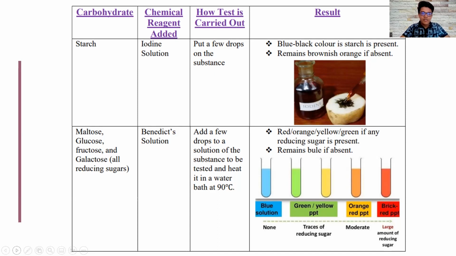We add a few drops of Benedict's solution on the food specimen and heat it over a water bath, generally at 90 degrees Celsius. And depending on the amount of sugar present, the color will change from blue to green, green to yellow, and yellow to orange, and finally to red. And if there are no traces of reducing sugars present, the solution will remain blue. As you can see in this diagram given here as well, blue means no reducing sugars present, whereas red on the other side means the highest amount of reducing sugars are there.